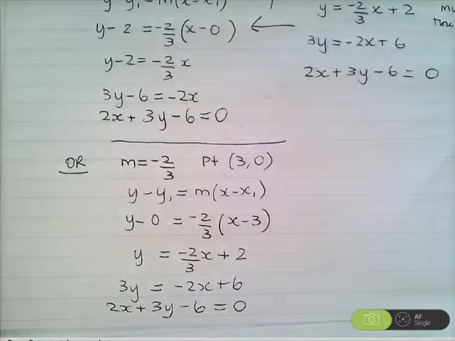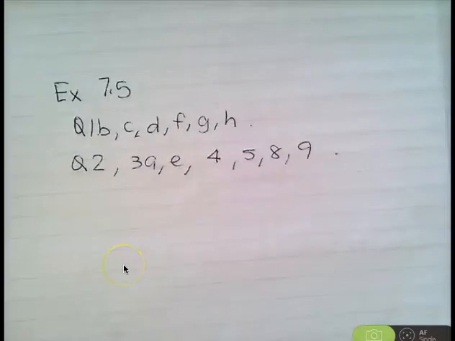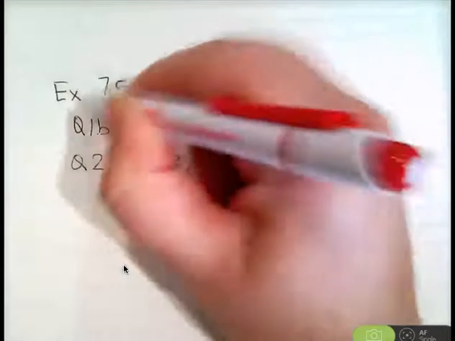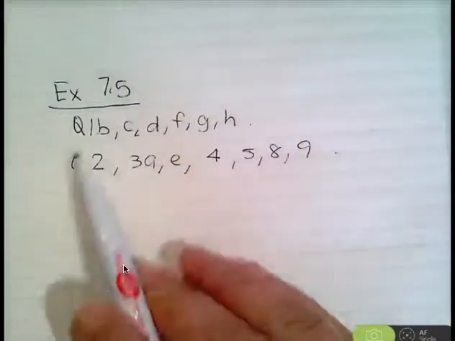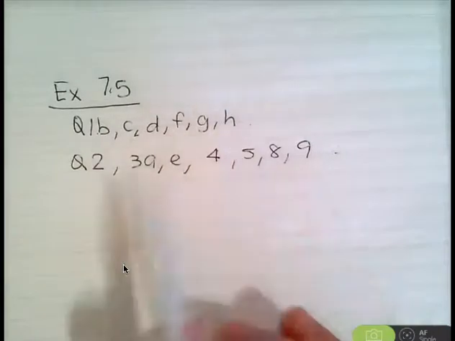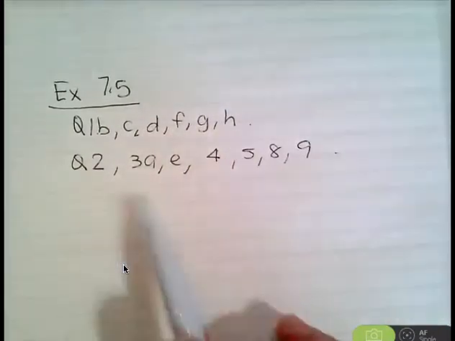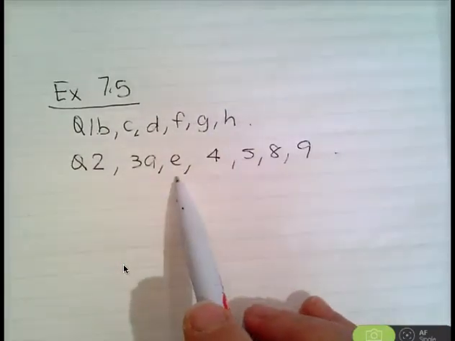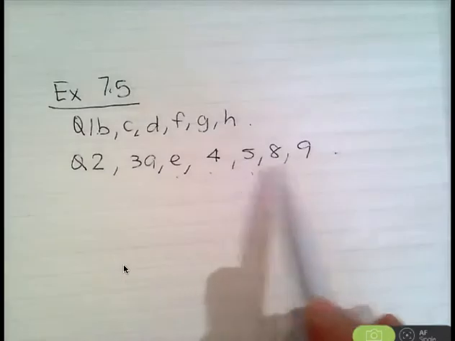Okay, I'll just set the exercise for you now from exercise 7.5. These are the questions I would like you to do in exercise 7.5. It's question 1, B, C, D, F, G and H. Also question 2, then questions 3A and E, and questions 4, 5, 8 and 9.